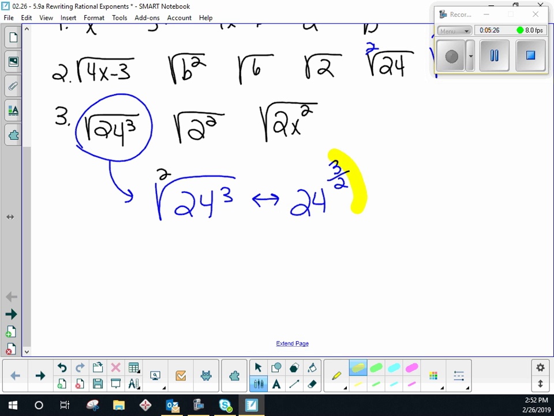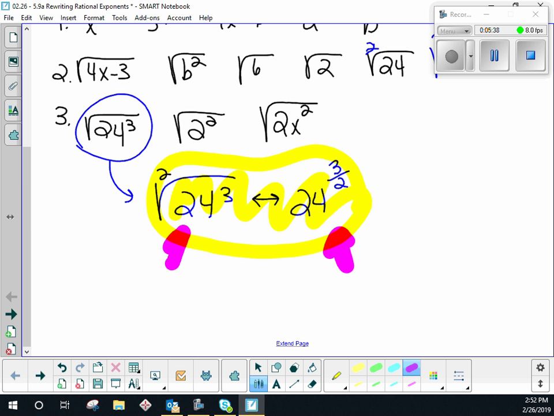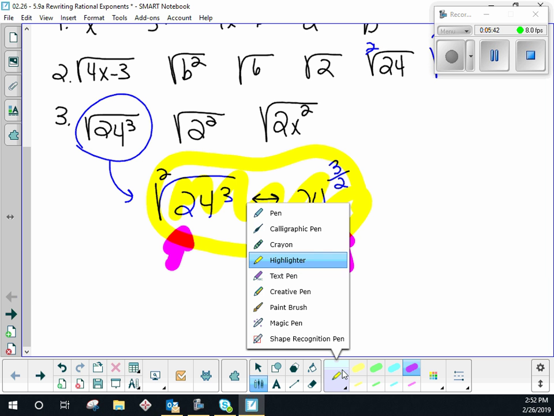Keeping this stuff in mind right here, okay, that those are equivalent forms. They're two different ways of writing the same thing. This way is with a fraction exponent. This way is with a radical. Okay, two different ways, and that's what we're going to practice here in a bit.